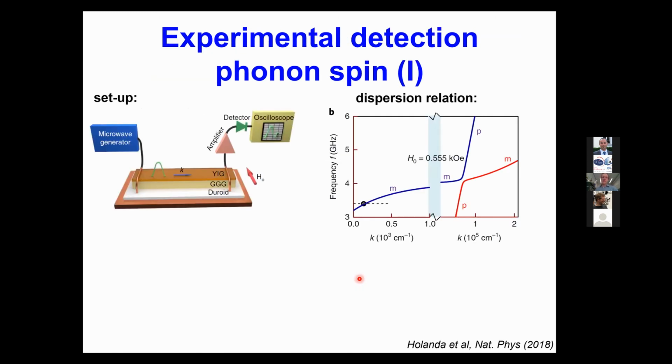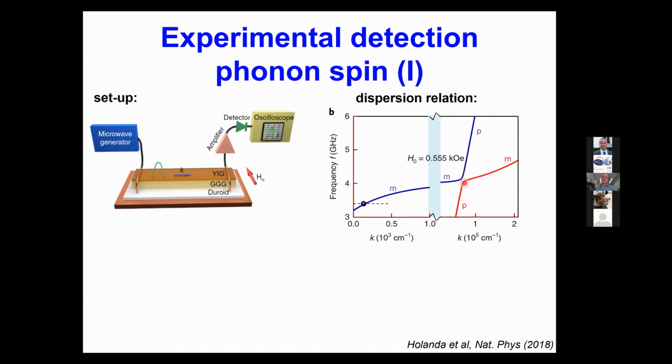Experimentally, it has been measured in a setup using YIG, yttrium iron garnet. This is the most commonly used magnetic insulator. And they have done this by making use of the hybridization in this system of phonons and magnons. So there's an avoided crossing because of the coupling between a phonon branch and a magnon branch, where this coupling you can actually tune with a magnetic field.